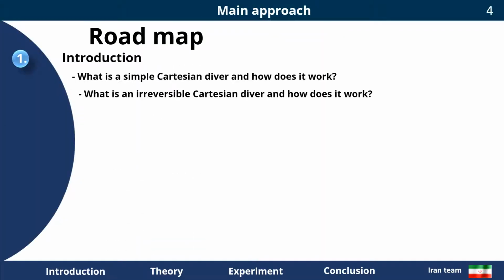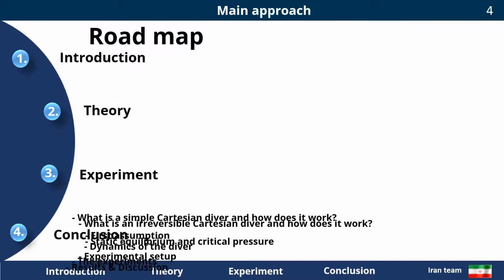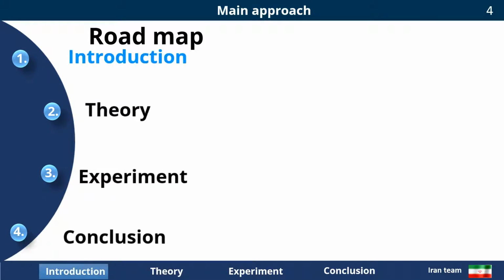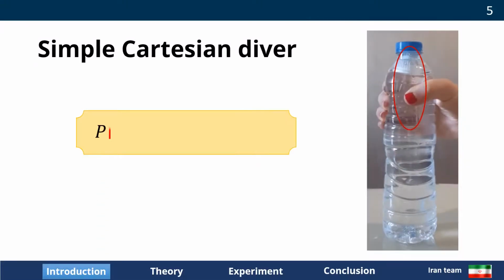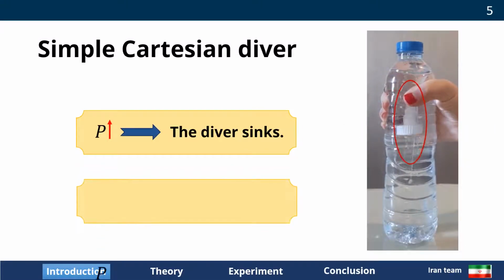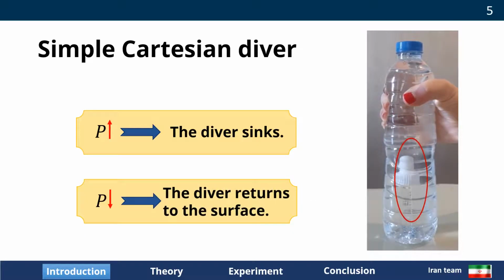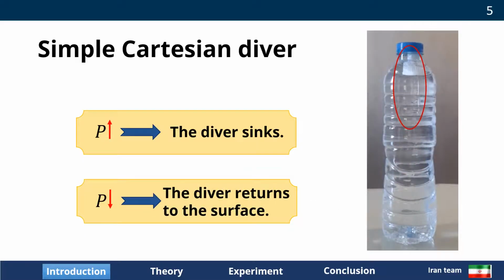This is our roadmap. Here we have a simple Cartesian diver. This is our diver. When we squeeze the bottle and increase the pressure in the bottle, the diver sinks, and when the pressure is decreased, the diver returns to the surface.